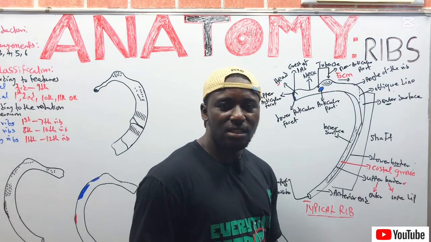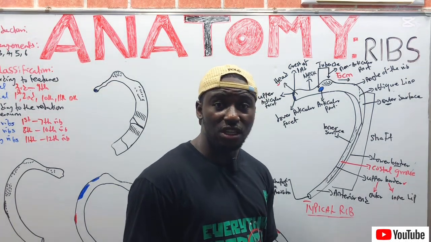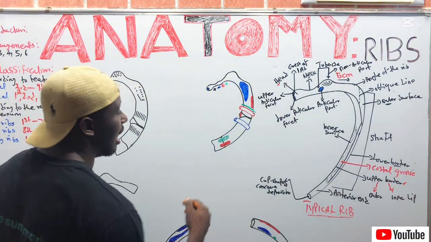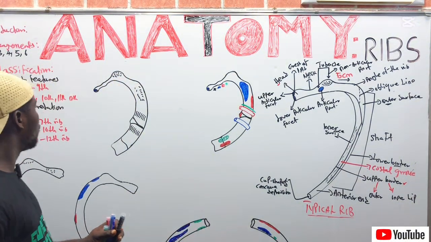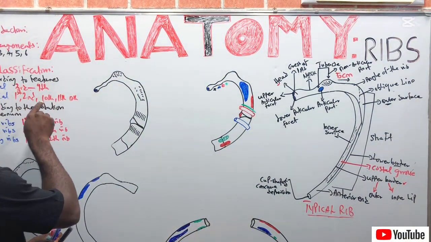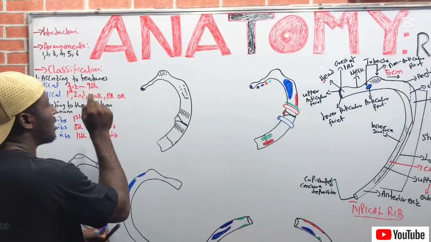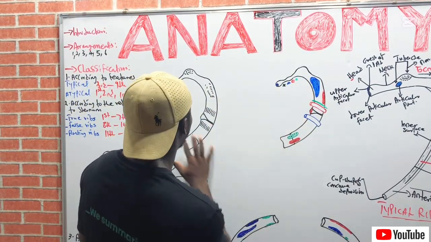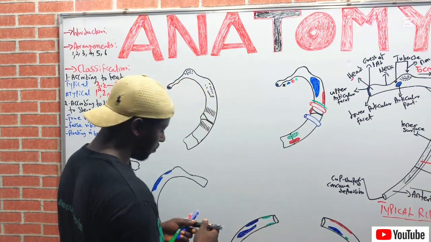The next we shall be looking at is the atypical rib. The atypical ribs consist of the first, second, 10th, 11th, and 9th ribs. So these are the atypical ribs.